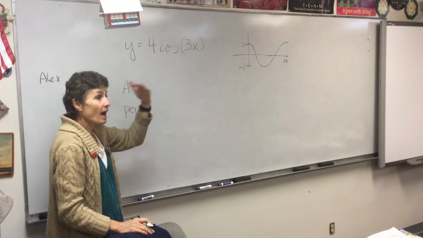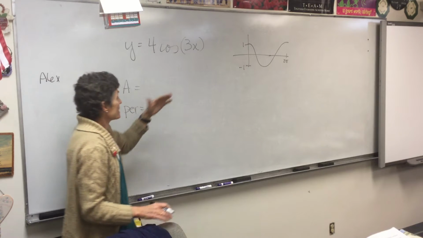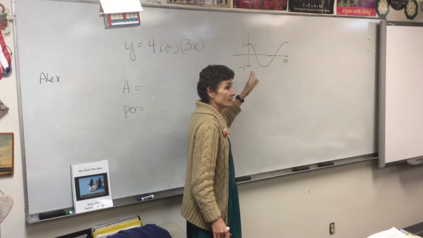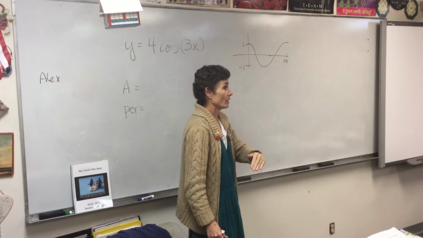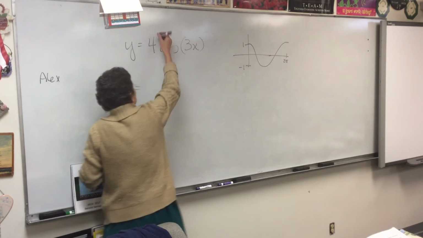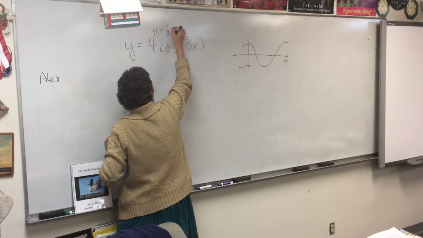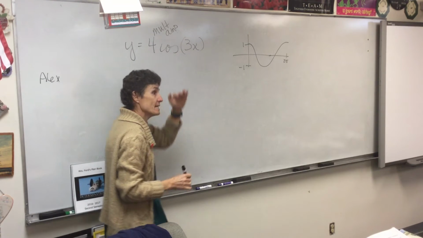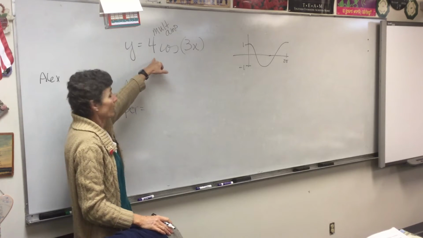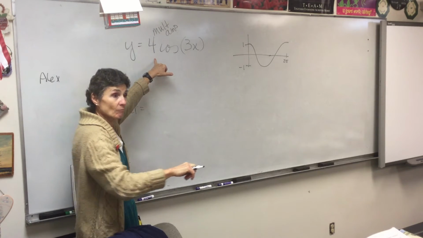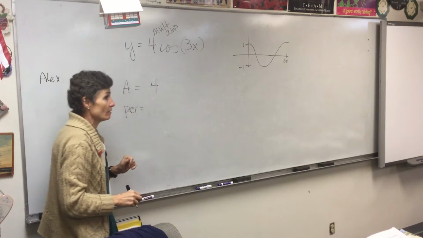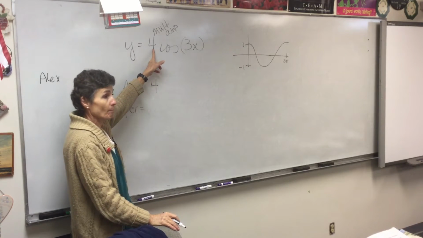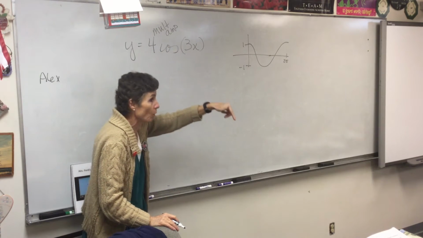The amplitude is the height of the hills or the depth of the valleys. The amplitude of a normal cosine or sine is 1. Everything goes up 1, down 1, up 1, down 1. When you put a number out here in front, it multiplies the amplitude. So instead of going up 1 and down 1, you're now going to go up 4 and down 4. So your amplitude is 4. The normal amplitude is 1. This number multiplies the amplitude. 4 times 1 is 4.